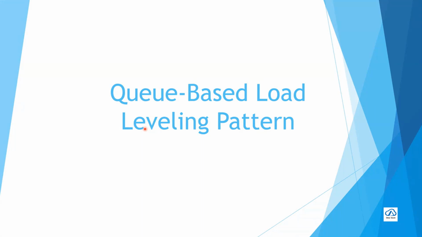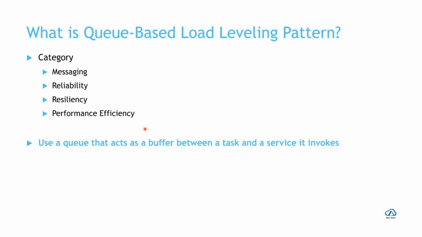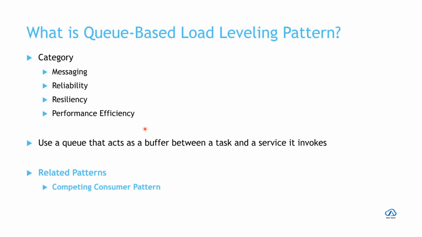Moving to the queue-based load leveling pattern. It's one of the interesting patterns, actually. This pattern comes under many categories of cloud design patterns. First and foremost, messaging, very obvious because it's message queues. And then it contributes to the resiliency and reliability of the system as well. We are going to see this in more detail in the example. This pattern is primarily trying to use a queue as a buffer between the task and the destination, between a service and a database, or probably anything. Related patterns are the competing consumers and throttling patterns.